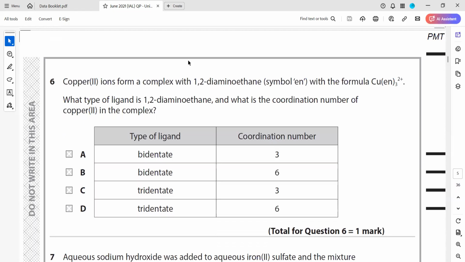A copper 2 ion forms a complex with 1,2-diaminoethane, en. Name the type of ligand. Look, an amine group is there. How many lone pairs? Each amine nitrogen group contains a lone pair. So this is the structure. Each nitrogen group contains a lone pair, so with two lone pairs, what type of ligand is this? This will be a bidentate ligand.